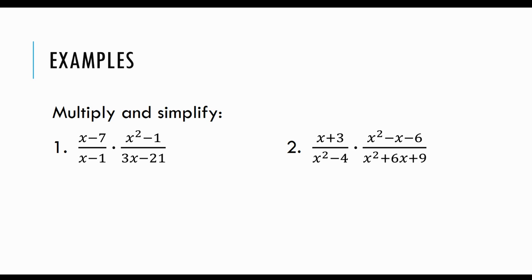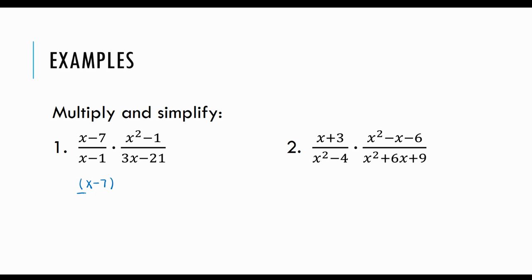All right, so let's look at multiplying and simplifying these. The first example, we have (x - 7)/(x - 1) times (x² - 1)/(3x - 21). If I look at the first fraction, the numerator, x - 7, there's nothing that I can do to factor that any further. So I'm going to keep it in parentheses.